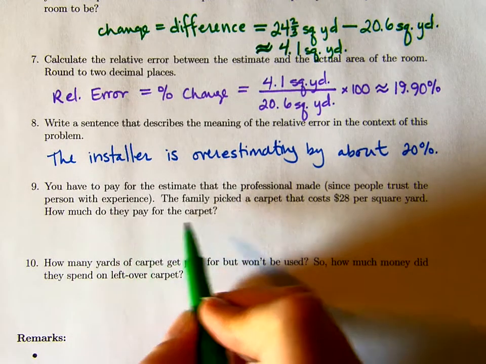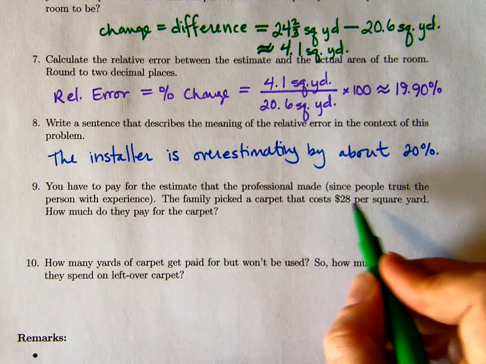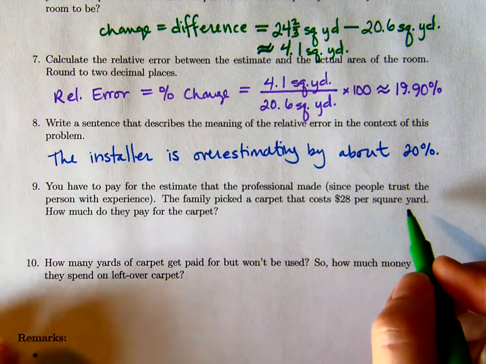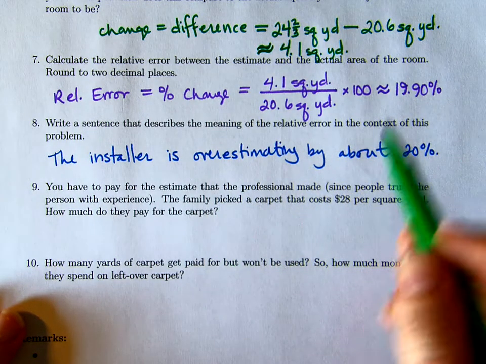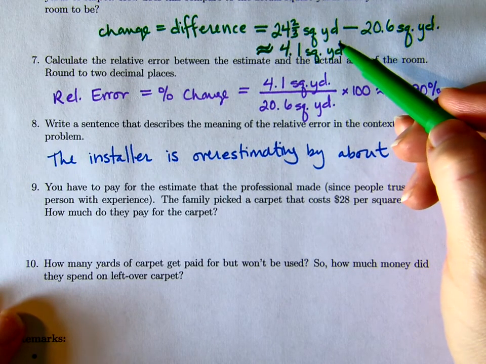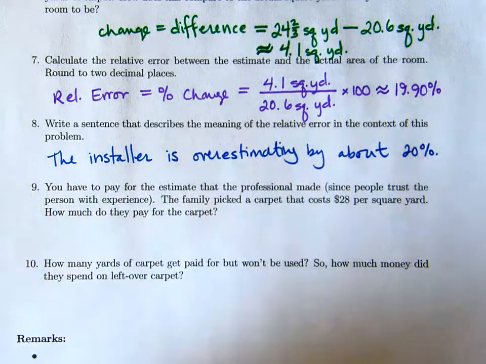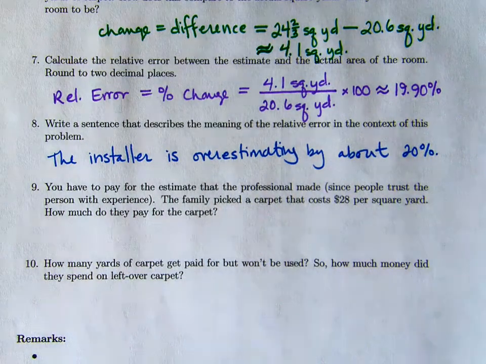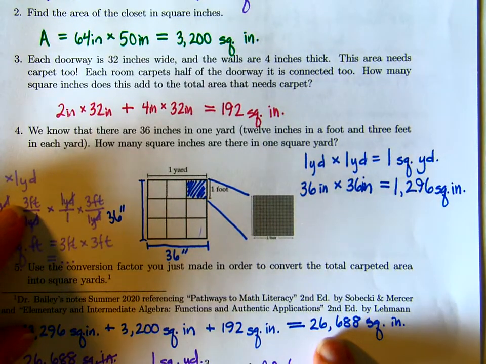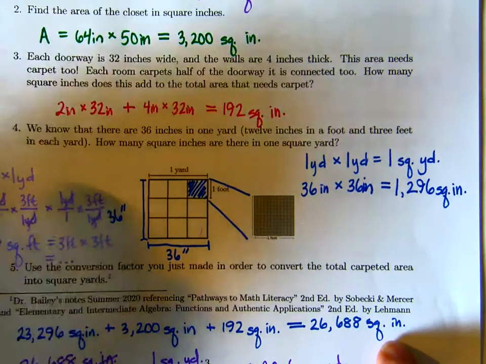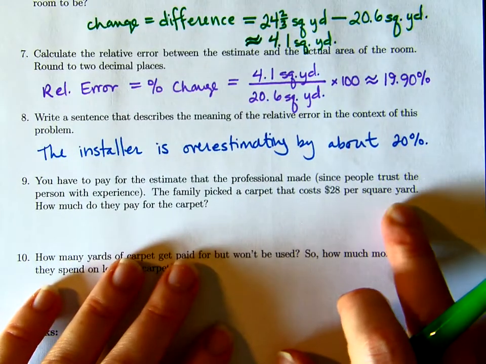How much do they pay for the carpet? Okay. So we just got to make sure that we're using this because that is what this says here, $28 per square yard. And which is why the professionals use yardage instead of inches in their computations, because of this cost, and why we had to convert this anyway. Where did I put it? I mean, originally we had it as 26,688 square inches. The whole reason why we had to convert this is because the cost is per square yard.